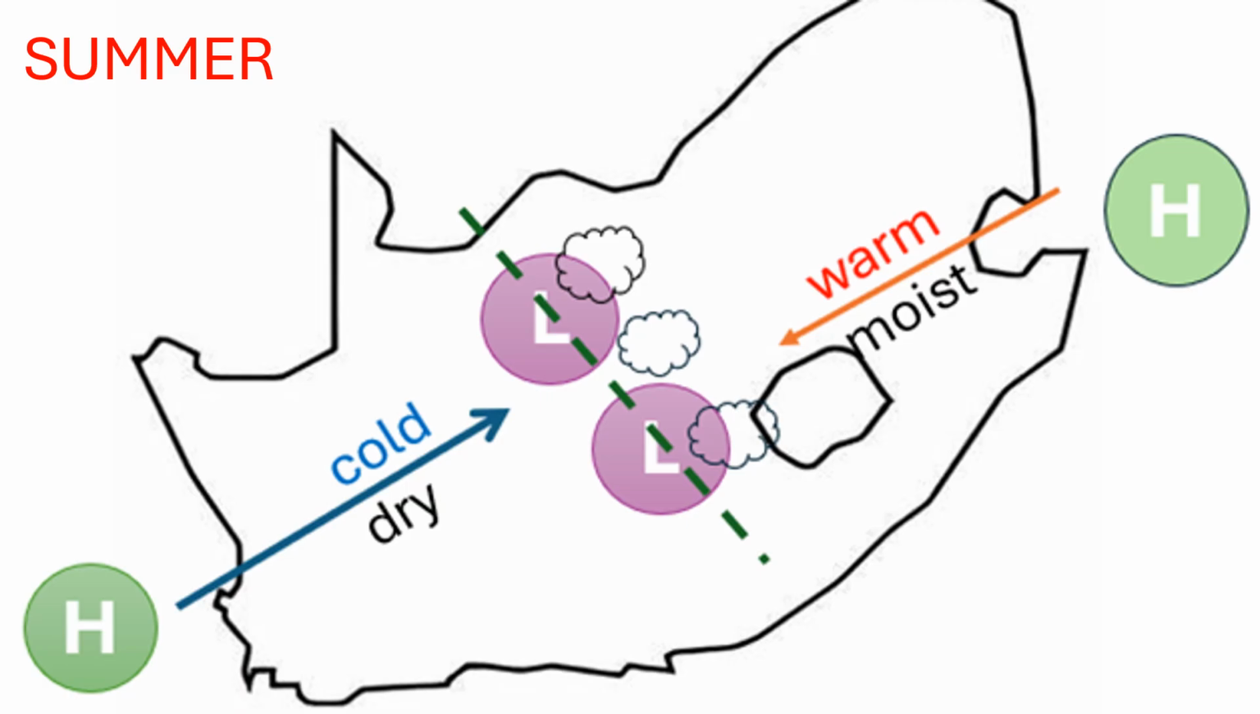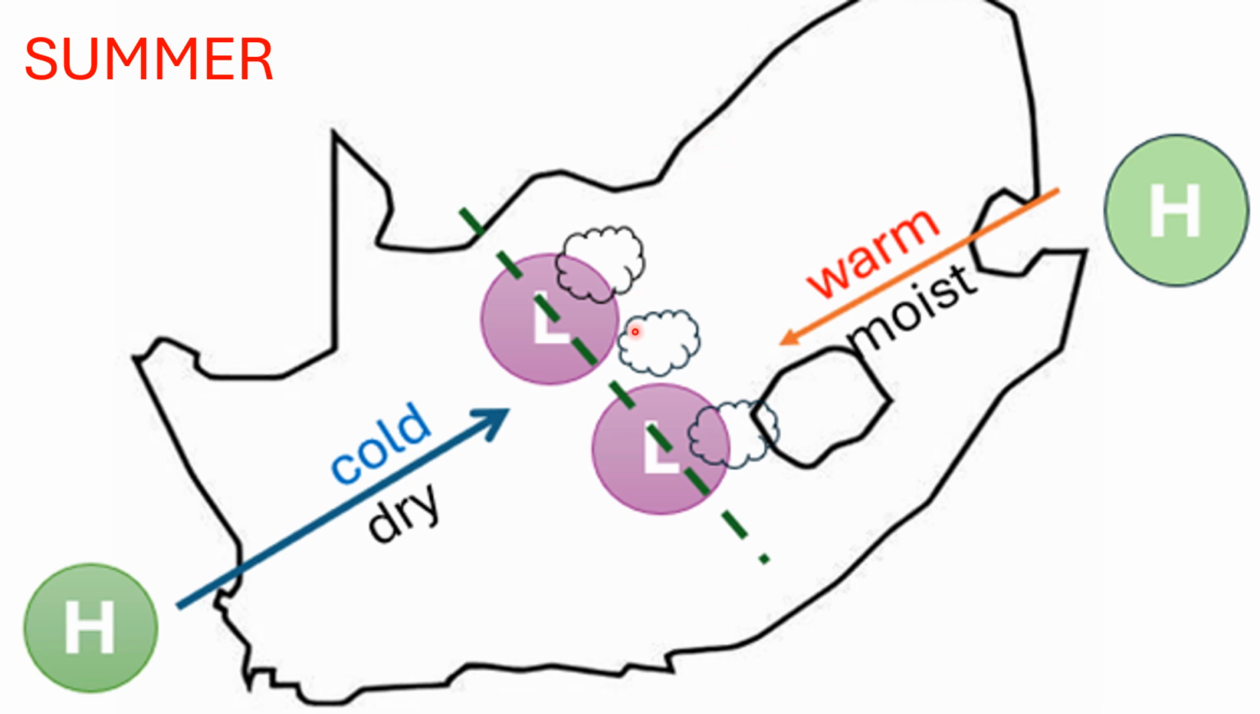A number of conditions are required in order for line thunderstorms to develop over South Africa. Firstly, they develop during summer and they occur in a straight line running diagonally across the interior of the country from the northwest, running all the way to the southeast of the country.